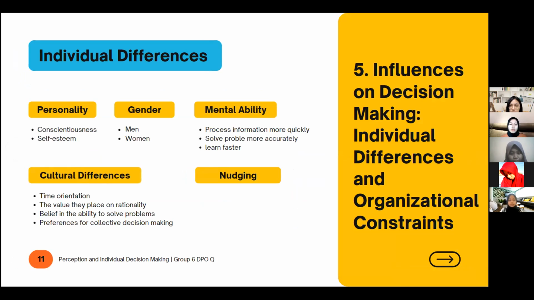So the next is influences on decision making, and there are two main factors that can influence decision making, which are individual differences and organizational constraints. The first is individual differences. There are five factors that may affect individual differences, which are personality, gender, mental ability, cultural differences, and nudging.